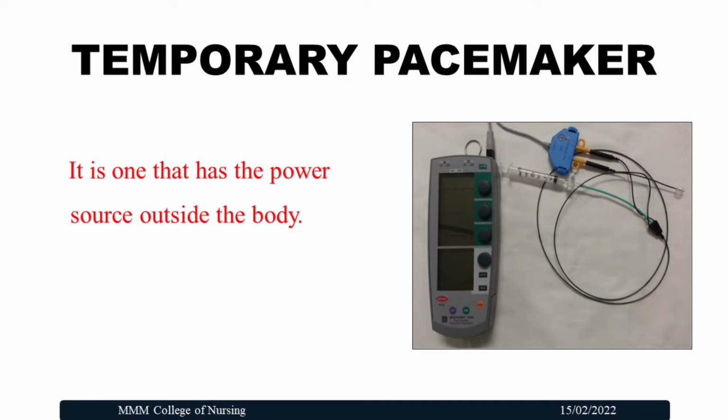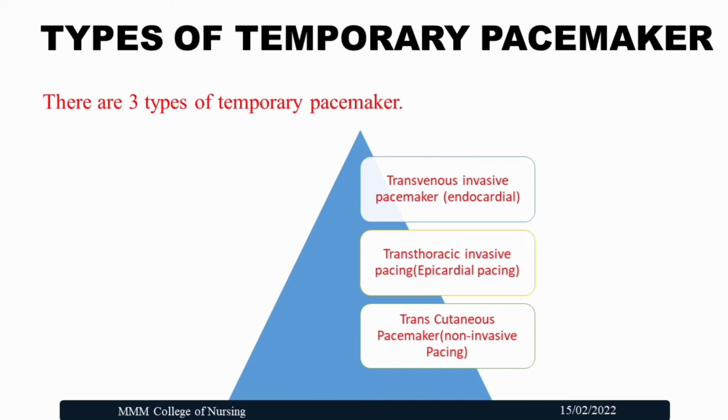Next, we'll move on to the temporary pacemaker. It is one that has the power source outside of the body. There are three types of temporary pacemaker. One is the transvenous invasive pacemaker, that is endocardial; second is the transthoracic invasive pacing method, that is epicardial pacing; and third is the transcutaneous pacemaker, a non-invasive pacing method.